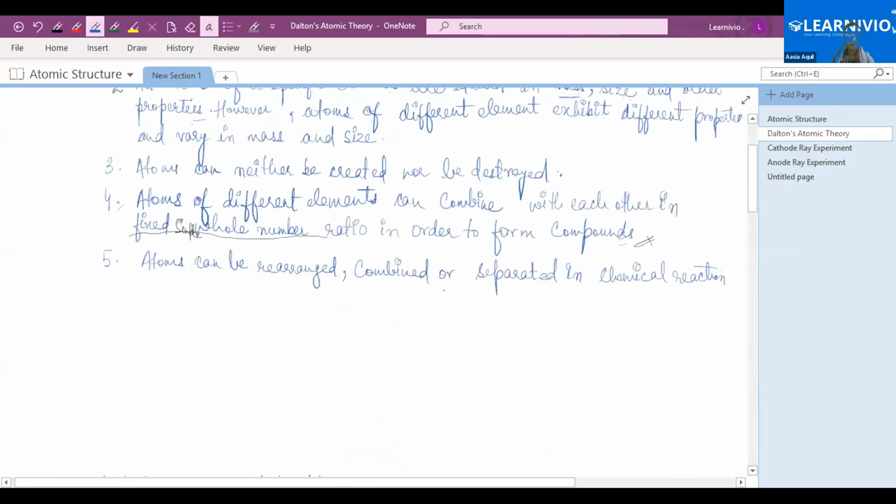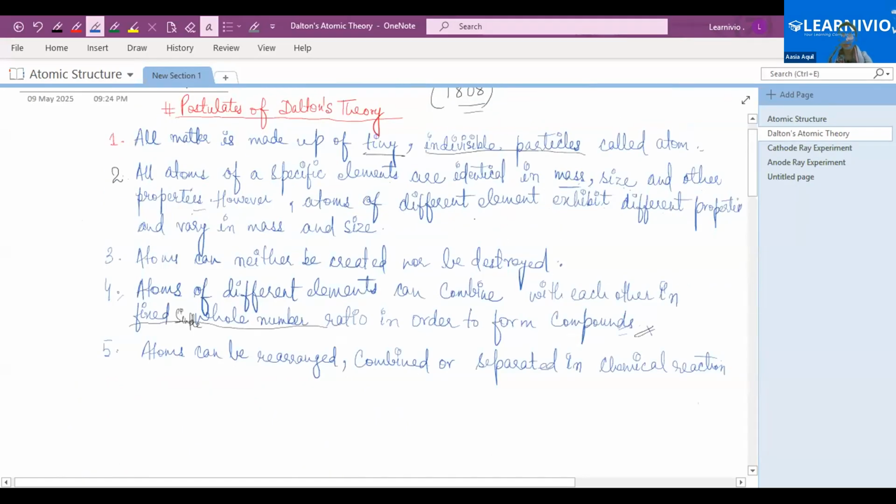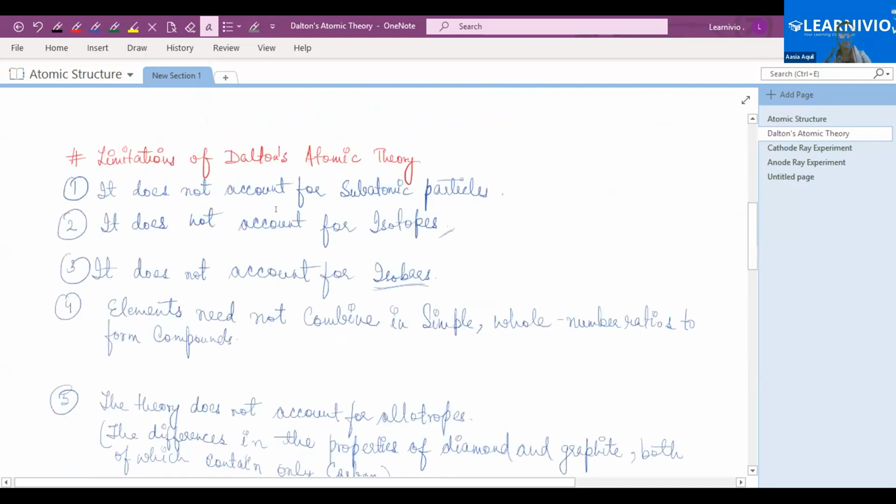He said, see the second point, that atoms of different elements exhibit different properties, right? And vary in mass and size. He said vary in mass means the mass will be different, but here in the case of isobar you can see the mass is same.